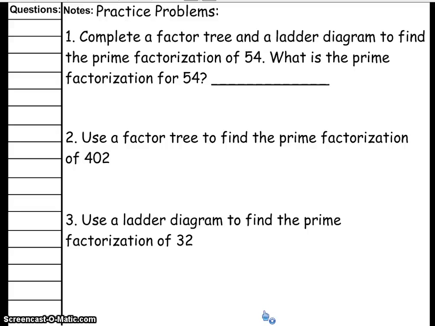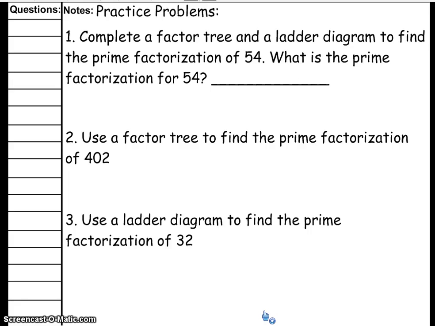Here are your 3 practice problems. Your first practice problem: complete a factor tree and a ladder diagram to find the prime factorization of 54. Then I want you to tell me, what is the prime factorization of 54? You can write it in expanded form or exponential form.